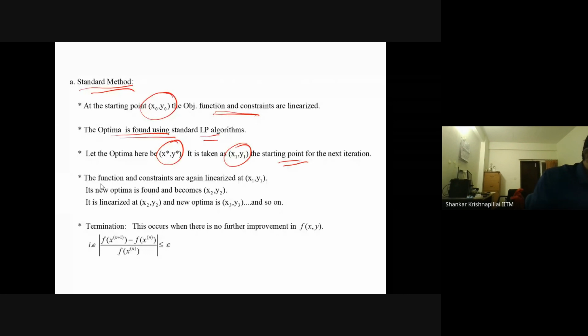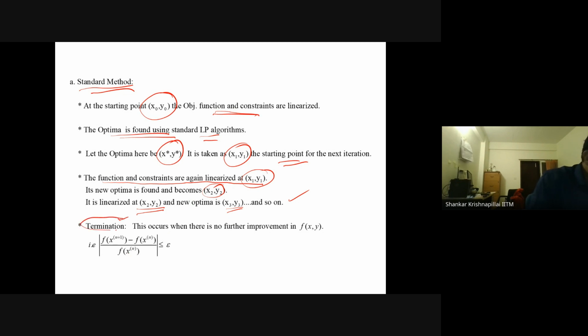That is the starting point for the next iteration. Now the objective function and constraints are linearized at x1, y1, and the new optimum is found as x2, y2. Then again, the objective function is linearized at x2, y2, and the new optimum is found as x3, y3, and so on. You continue this until some sort of convergence is obtained.